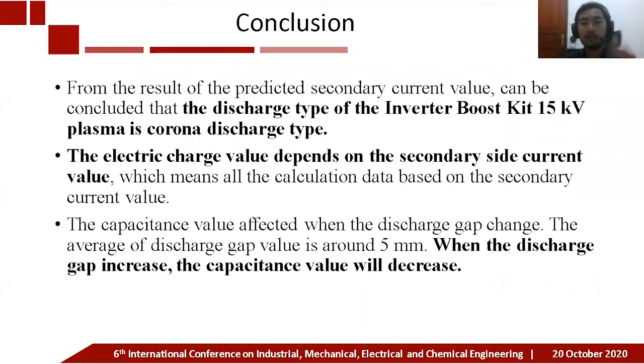And then we come to the conclusion. From the result of the predicted secondary current value, it can be concluded that the discharge type of the inverter boost kit 15 kV plasma is corona discharge type. And then the electric charge value depends on the secondary side current value, which means all the calculation data are based on the secondary current value.